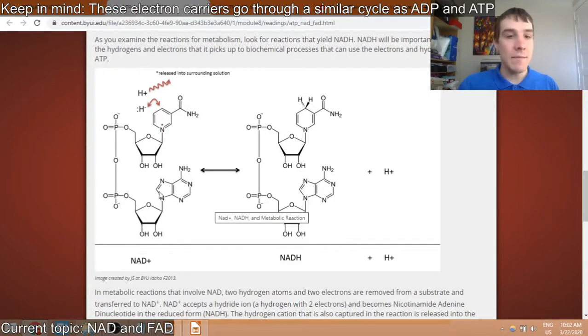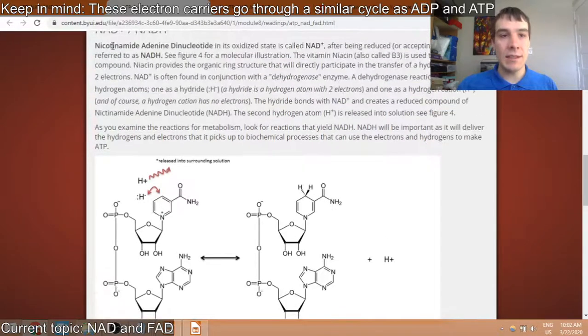Here's the A, here's the adenine, here's the ribose, and then there's two phosphates. So this is like basically ADP, but then instead of the third phosphate, there's another ribose, and then it's attached to this. And this is called nicotinamide. So NAD actually stands for nicotinamide adenine dinucleotide. So dinucleotide because there's two riboses and two things attached to the riboses. Nicotinamide because this is nicotinamide.